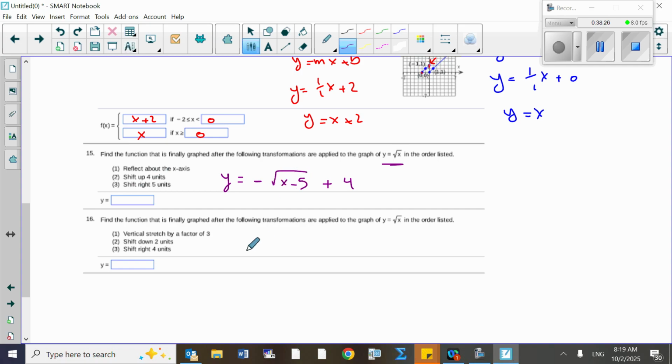So that's the equation. Next one, again, we want to write a square root function which is transformed in this way. Vertical stretch by a factor of 3. So y equal to, you're going to write the 3 behind the radical, down 2 units. So you write -2 outside of the radical, right 4 units. So you write x minus 4.